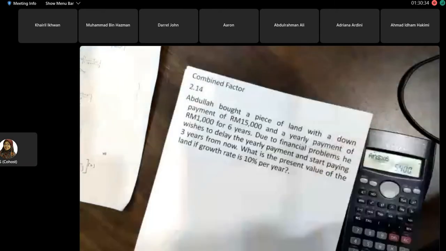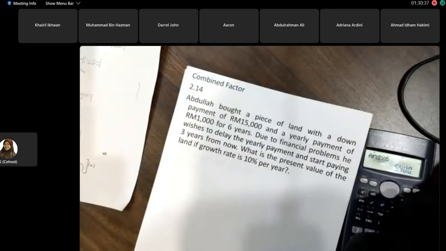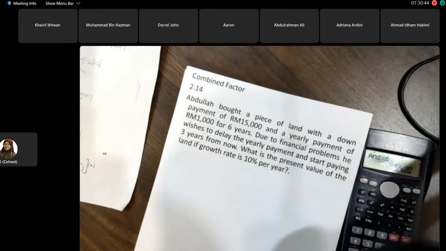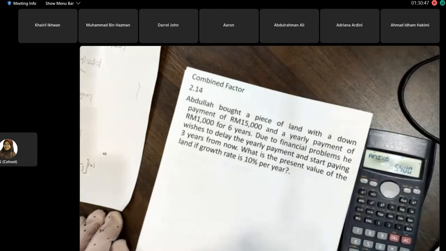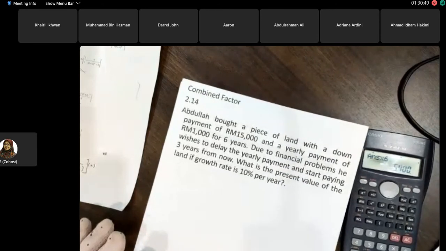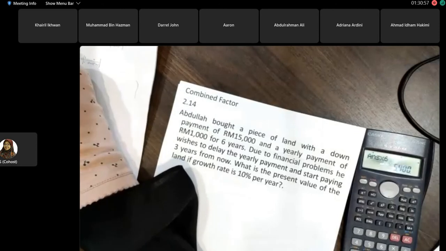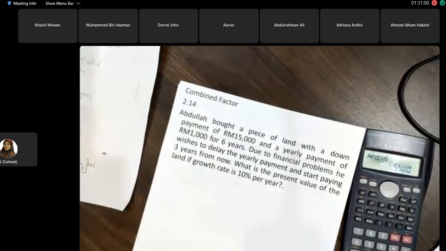Sekejap, I give you the other question ya. Lupa pula nak print yang capitalize tu. Sekejap. Masuk pula capitalize. Tak apa. We go back to our ni.